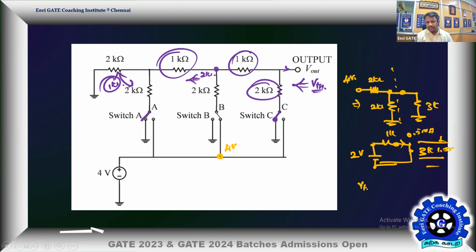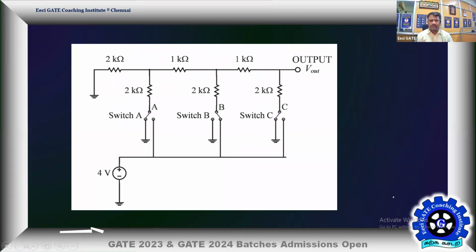So the VThevenin is equal to, let me check, 4. 2K, 2K, so it will be equally shared. If I disconnect 3, then it is going to be 2. RThevenin will be equal to 1K. That's fine. So then VThevenin is 1.5 volt for sure. Then we'll calculate RThevenin.